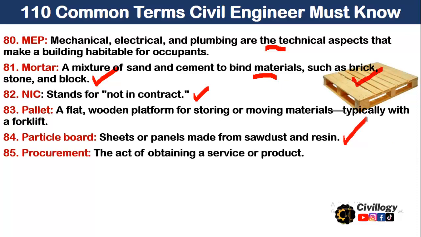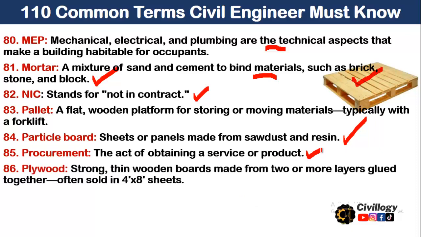Point number 85, which is very common and important for civil engineers, is procurement. The act of obtaining a service or a product is called procurement. Plywood. What is plywood? The strong thin wooden boards made from two or more layers glued together, often sold in 4 feet by 8 feet sheets, is called plywood.